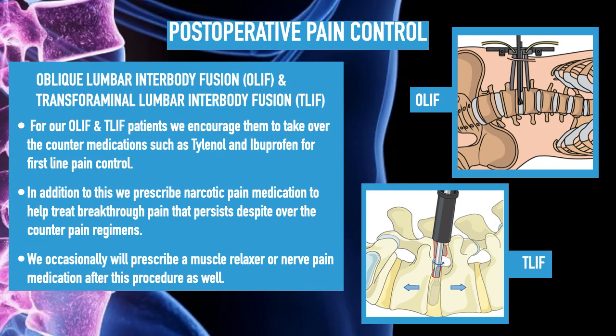For our other types of fusion, including oblique lumbar interbody fusion and transforaminal lumbar interbody fusion, we typically suggest starting with over-the-counter pain control. If over-the-counter pain control is not enough to control the pain, so things like Tylenol or ibuprofen don't provide enough pain relief, we do prescribe narcotic pain medication for breakthrough pain, and we'll also occasionally prescribe muscle relaxers or nerve pain medication. However, it's typically not needed.